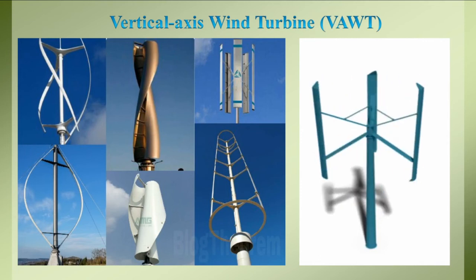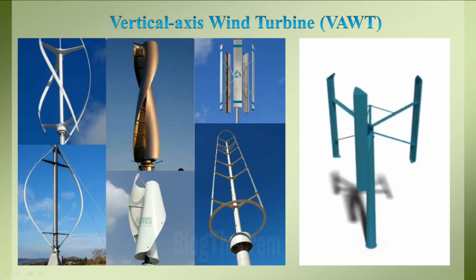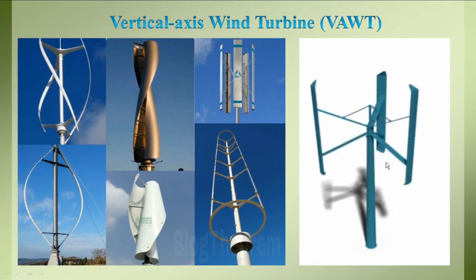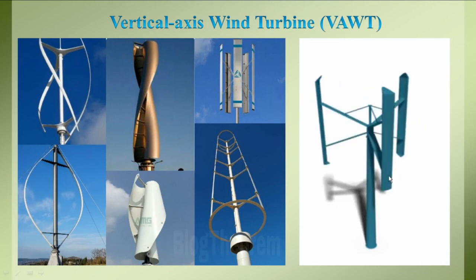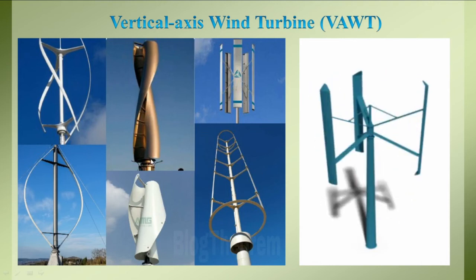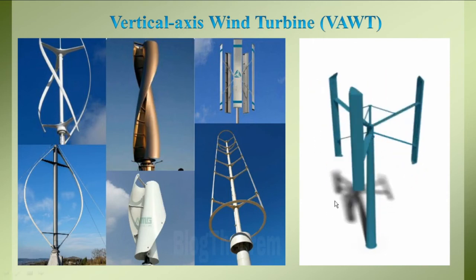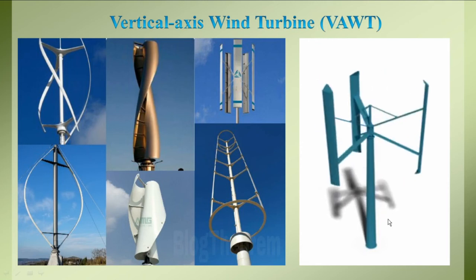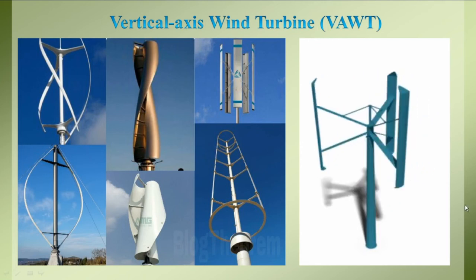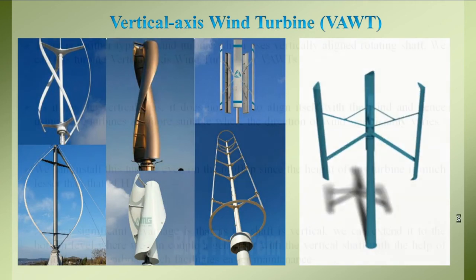In the vertical axis turbine, when we observe the tower height at this position, likewise, the tower height is lesser, and the blade design can vary according to the application for which we need to use it. Most of the time in the commercial sector, the vertical axis wind turbine is not preferred and the horizontal axis wind turbine is more preferred.